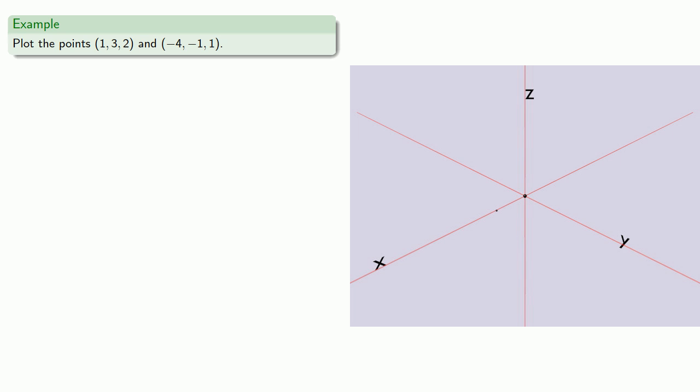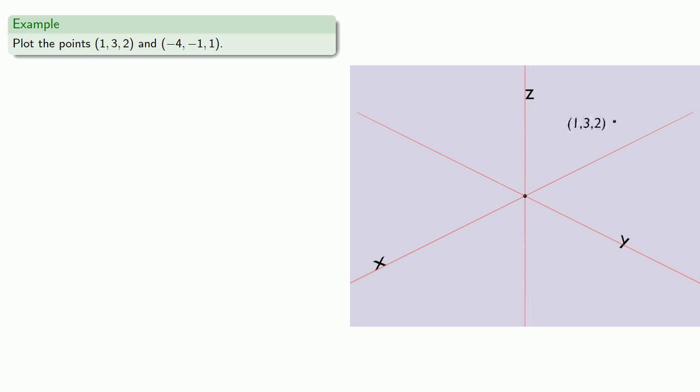Next, we'll go 3 units parallel to the y-axis, and again from the viewpoint of the first octant, positive y means to the right. And then finally, 2 units parallel to the z-axis, and again from the viewpoint of the first octant, that means 2 units upward. And again, if it's not written down, it didn't happen, so let's go ahead and label that point.